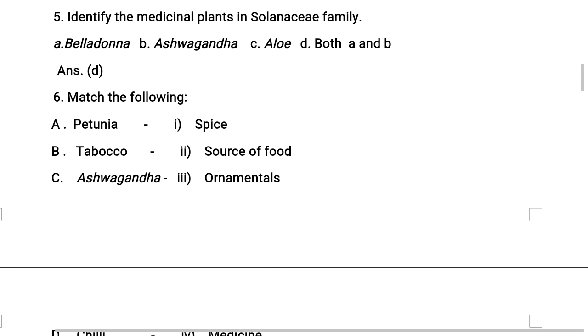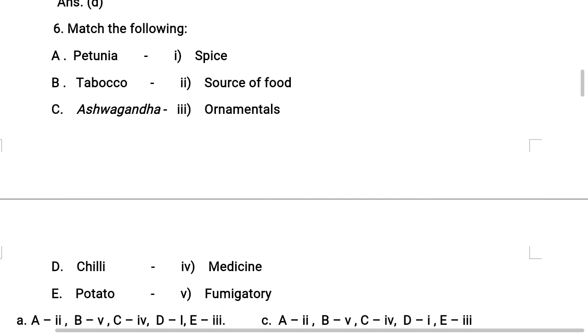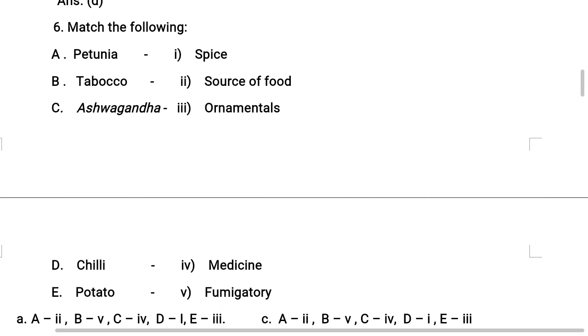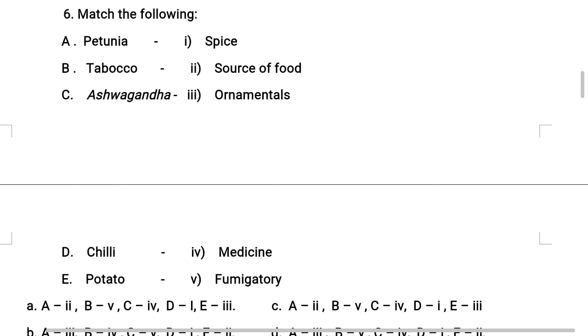Now, moving to sixth question. Match the following. In previous NEET and K-CET level examinations, many a times they ask these types of matching questions. So, very important concept, very important way of asking also. Let's have a discussion. Sixth question.